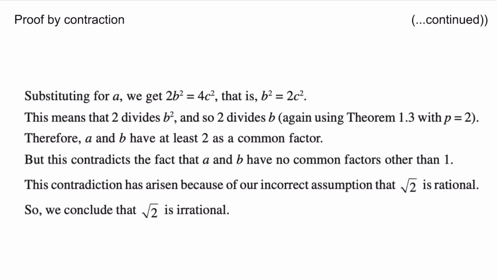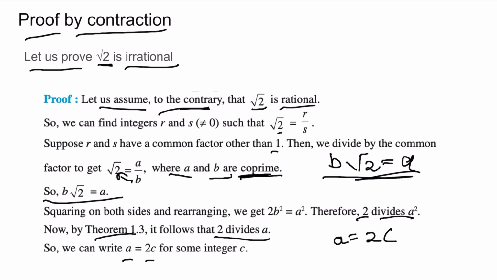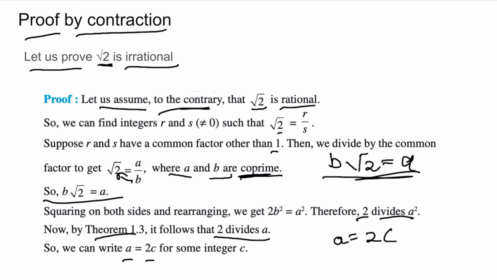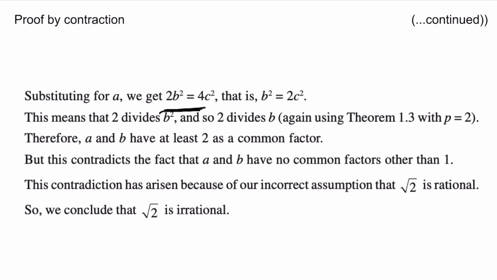Now let's move on to it. So now we are going to substitute for a. Now we get 2b square equals 4c square. Because what we did here, once again, we had a is equal to 2c and now what we are doing is substituting for a. Where are we substituting exactly? We are substituting it here. Now we already know 2b square is equal to a square and a is equal to 2c. Therefore 2b square is equal to 4c square.